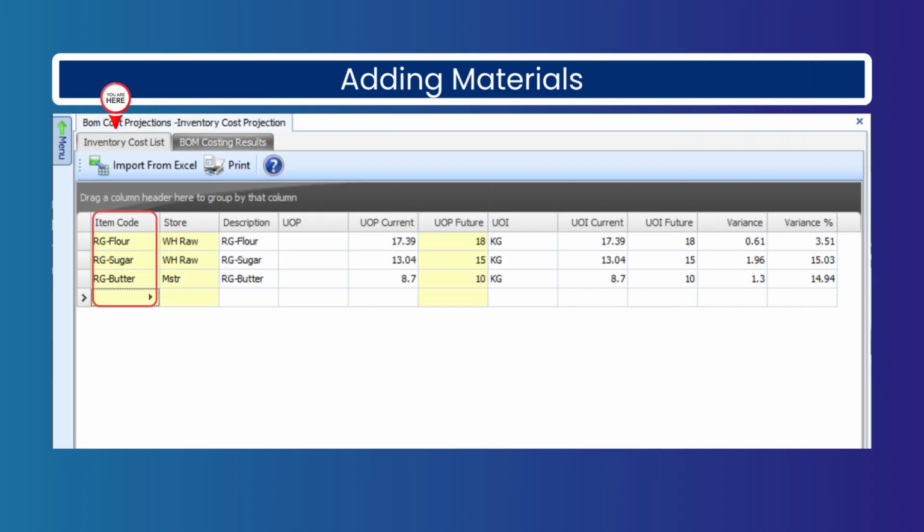It is time to identify the materials requiring adjustment. You can easily search for raw ingredients, such as flour or sugar. After adding them, notice the UOP current column, which displays the live unit of purchase cost from your accounting system. In the UOP future column, simply type in the anticipated higher cost you expect to pay later on.